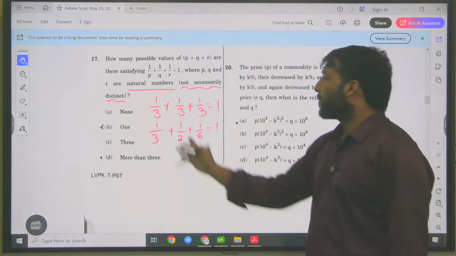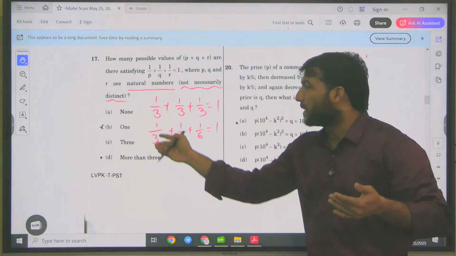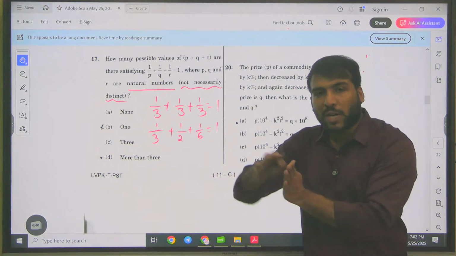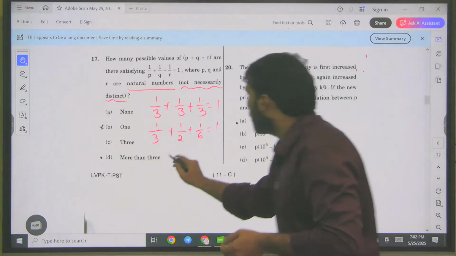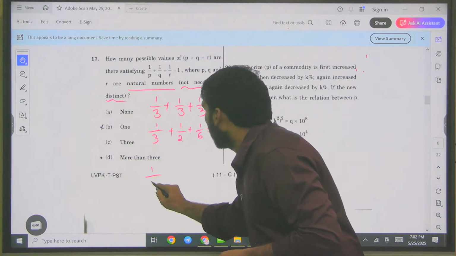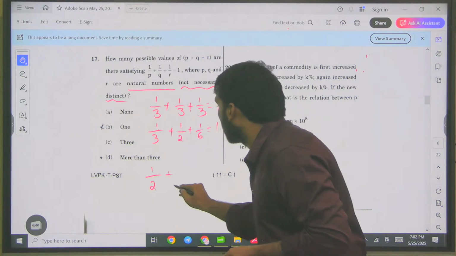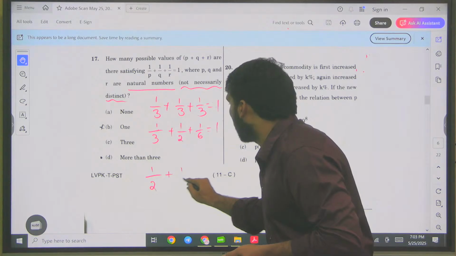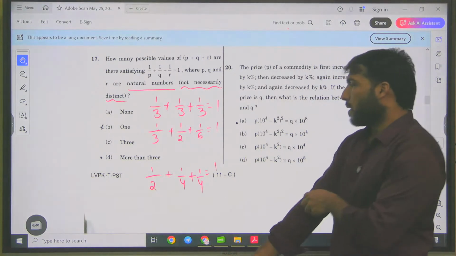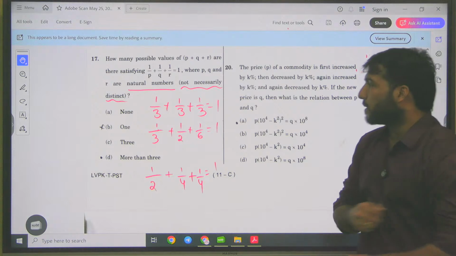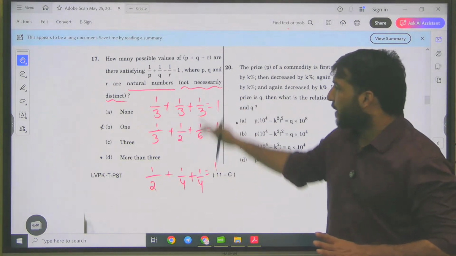1. How? 1/2 is 50%. When 3 comes, 33%, 1/3. If you add 16%, 2/3, 1/6, which is equal to 1. Next, 1/2 plus 1/4 plus 1/4, which is equal to 1. Okay, these are the possibilities. If you see here, 3 values.